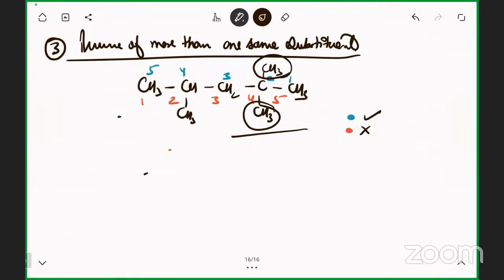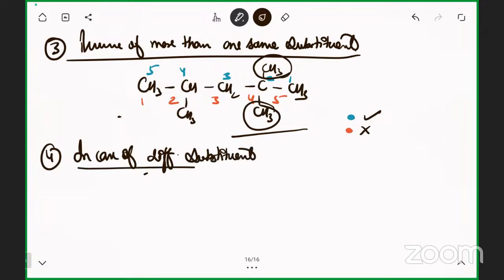But what in case of substituents which are different? Okay, so let's start. The fourth case is in case of different substituents. See, here we had only CH3 and CH3. But what will happen when the substituent is different? Then what will you do? See, making a compound.